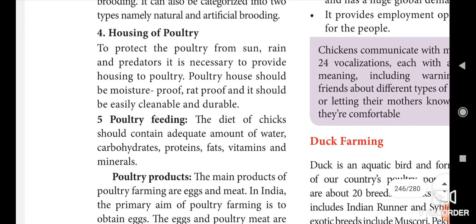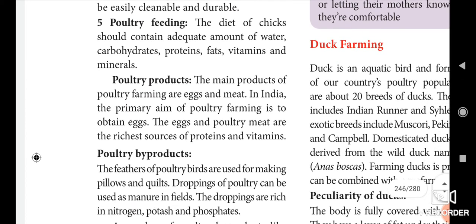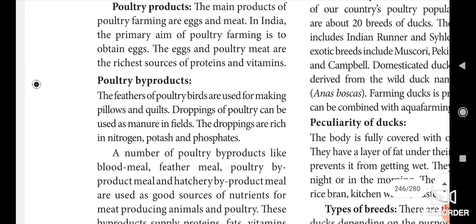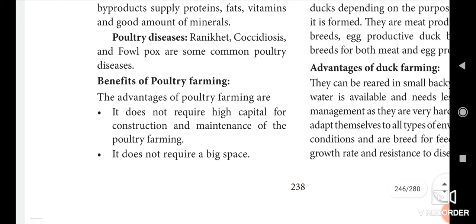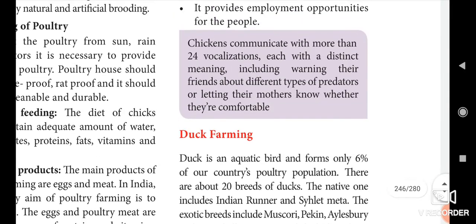Next we see about the housing of poultry, then poultry feeding, then poultry products, then poultry byproducts. Then we see what the major diseases of poultry are. What are they? Ranikhet, coccidiosis and fowl pox. So these are the common poultry diseases. Then last we see the benefits of poultry farming. What are the advantages of poultry farming?